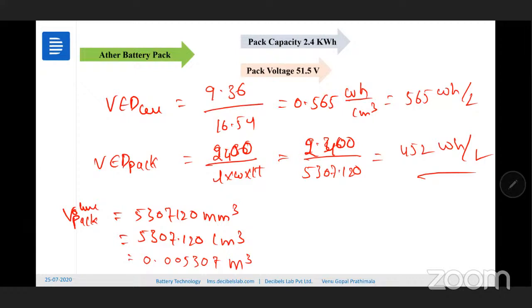Okay, so these were the calculations. Now you might understand, in order to get a 2.4 kilowatt hour battery pack, how many cells are required, what is the battery pack mass we are getting, and what is the volume it is occupying in the vehicle. Okay, so these are all the calculations which you have to do when you're doing the battery pack size estimation, or battery pack design.